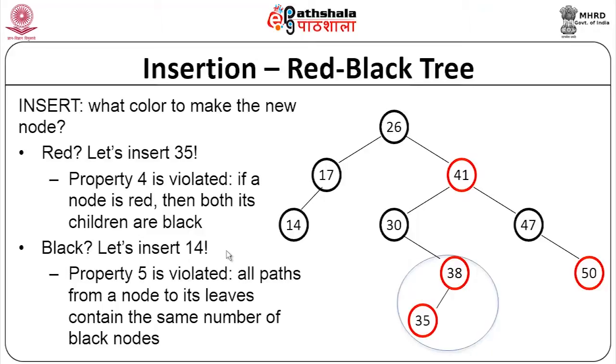If you put it as black, for example, if you insert 14, property 5 is violated, because in all other paths to the root the number of black nodes is 2, but here the number of black nodes becomes 3 when you insert 14. So, all paths from a node to its leaf have to contain the same number of black nodes. So, the problem is what to color a node when you are doing an insertion. This is just the issue that we were speaking about.